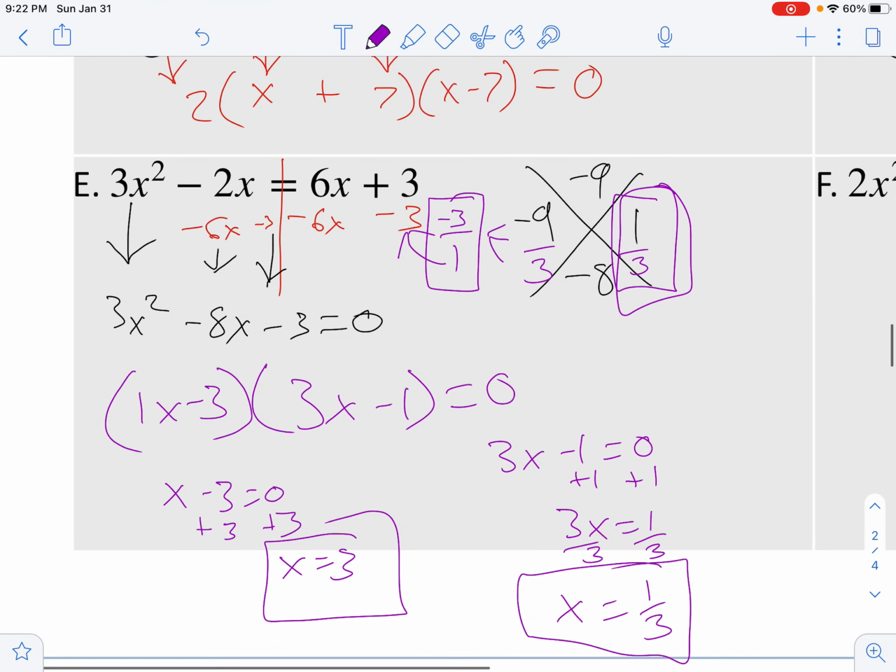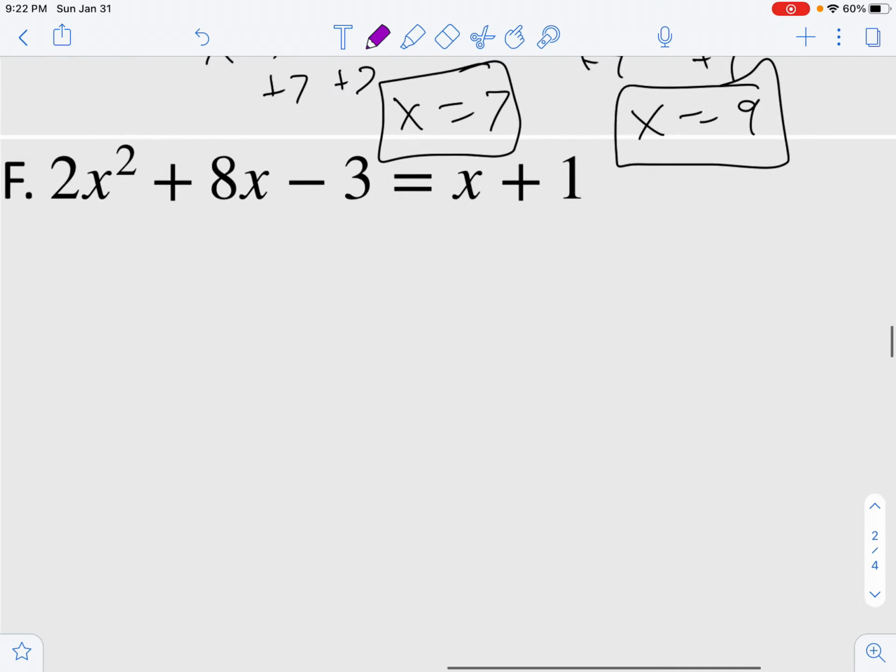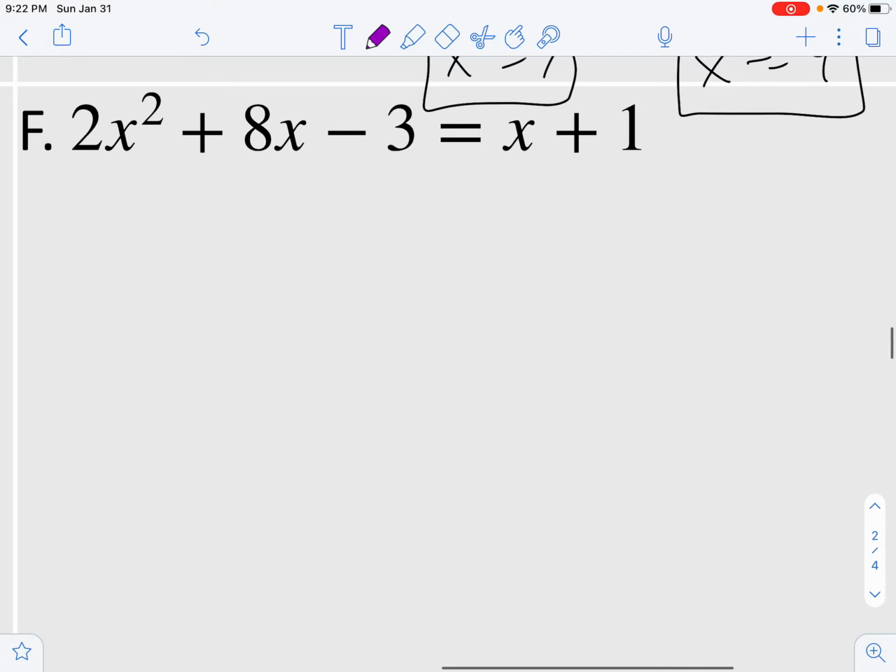I used bottoms up on that. You could use the box. You could use factoring by grouping, whatever you're comfortable with. Bottoms up is the fastest for me. All right, here we go.